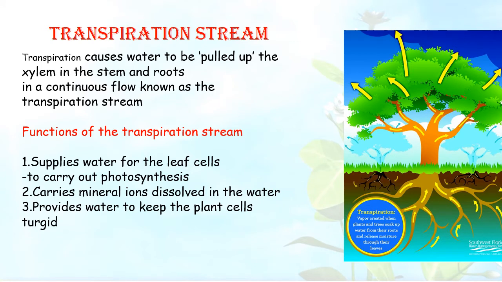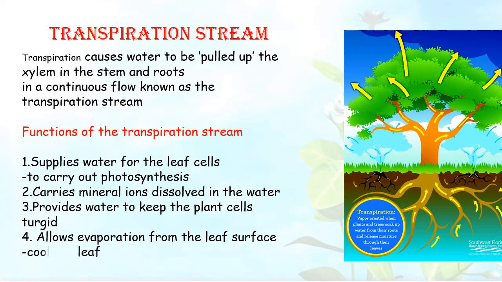Third one, it provides water to keep the plant cells turgid. We know that in the turgid state, when water enters the plant cells, they become turgid due to internal pressure. This is very important for plants to keep upright. Fourth one, it allows evaporation from the leaf surface. This is important to cool the leaf. It is very similar to the process of sweating in humans.